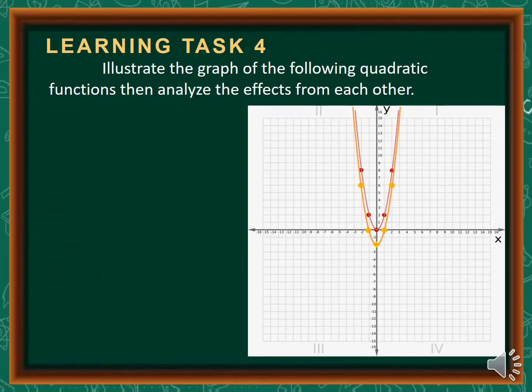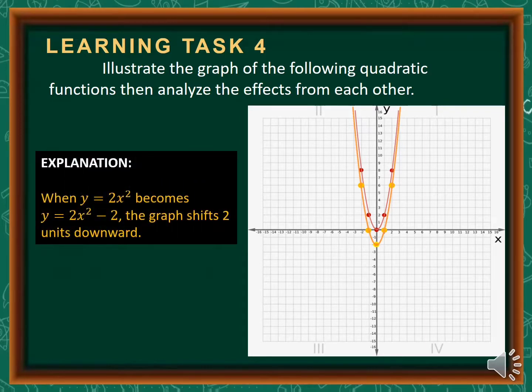Isulat, di ba dyan sa inyong learning task, sa inyong module, sa page 34, meron tayo siyang kailangan nyo, after nyo ma-plot sa same coordinate plane, you will explain what happened. You have to analyze the effects from each other. So, ngayon, simulan ko muna sa yellow. When y is equal to 2x squared becomes y is equal to 2x squared minus 2, nadagdagan siya ng constant na negative 2. What happened to the graph?